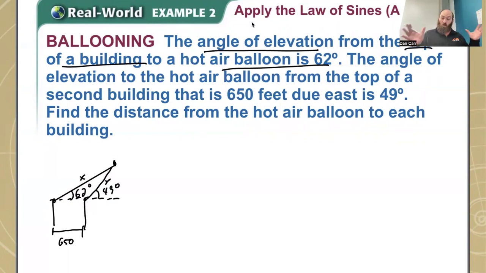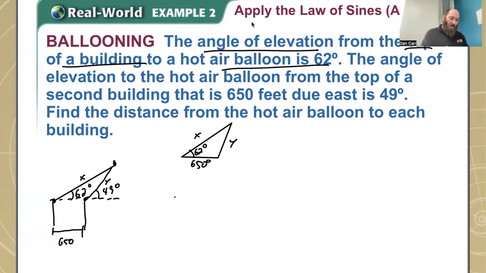So I'm going to redraw this triangle out, make it a little bit easier for myself, but that's my scenario. I got two buildings, angle of elevation in both cases there. So here's my triangle that I'm working with. Okay, so this is 62 degrees. I'm going to hold off on labeling the 49, but this is going to be 650. And then we'll call this X and this is Y. So X is the distance to the first building, Y is the distance to the second building.